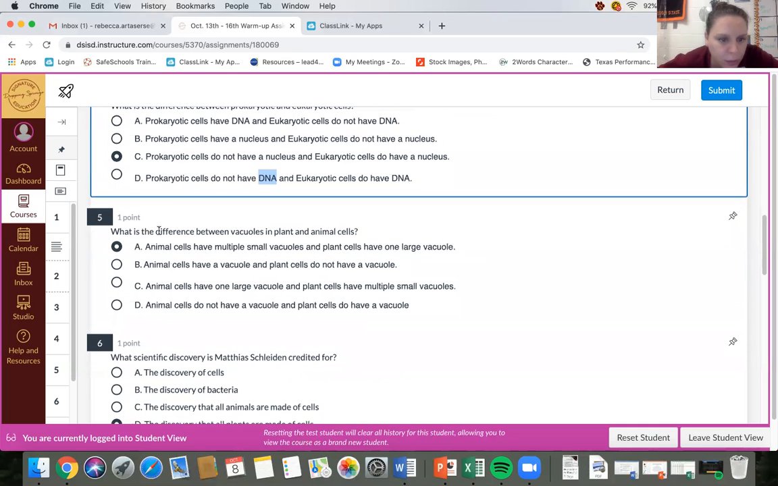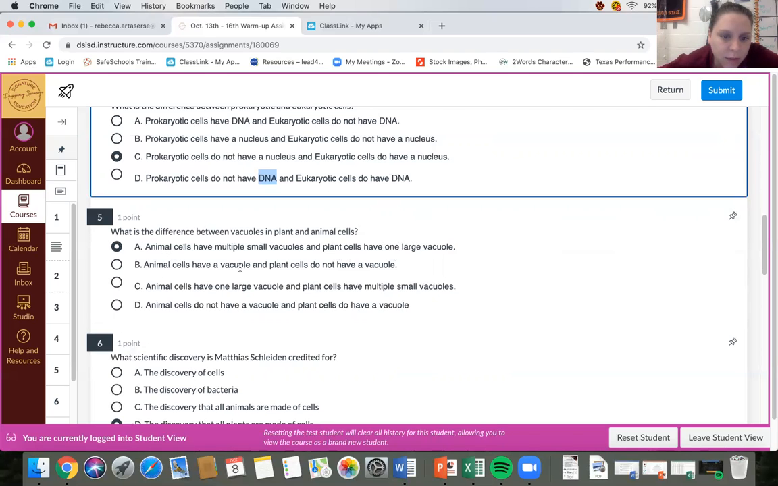Five, what is the difference between vacuoles in plants and animal cells? So, A, animal cells have multiple small vacuoles and plant cells have large ones. Well, that's true. Our plant cells are going to have one large vacuole. It's going to be the largest organelle in a plant cell. And animal cells, we still have vacuoles, but they're going to be small and sometimes we have multiple. So A is looking like the correct answer.